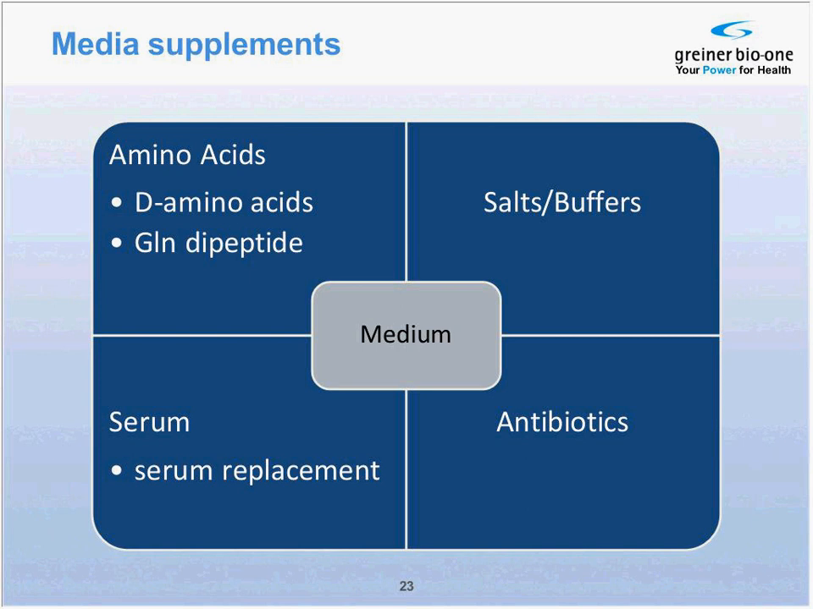Here, supplements include amino acids, various salts and buffers, maybe serum replacements, and antibiotics. When culturing epithelial cells, it might be beneficial to use D amino acids, because fibroblasts would not be able to metabolize the D amino acids. They can only metabolize the L amino acids.